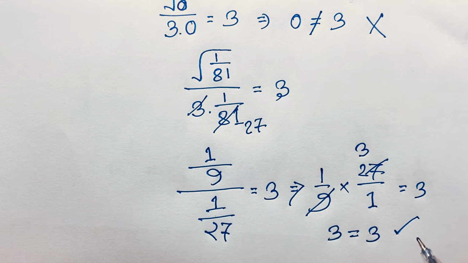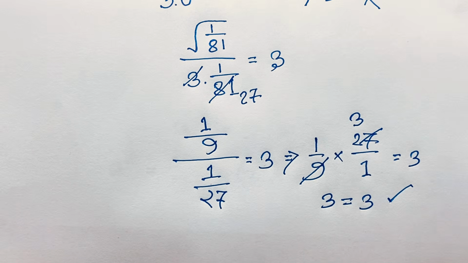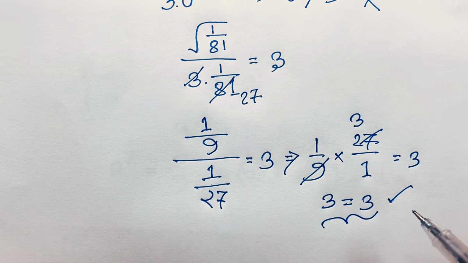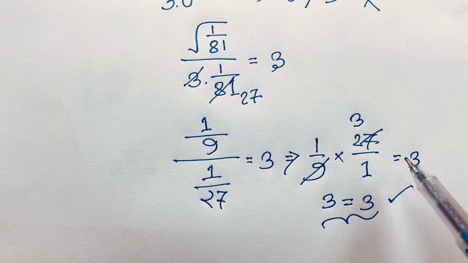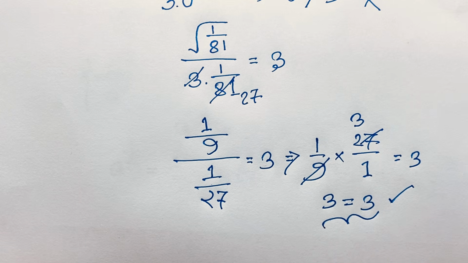So the left hand side and right hand side are both equal. 3 is equal to 3. So you can say a is equal to 1 over 81. This is our final answer in this radical maths problem.